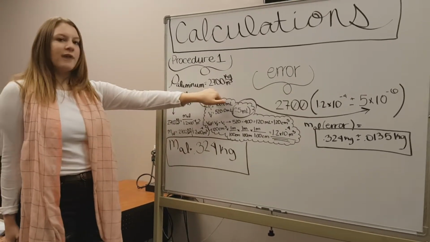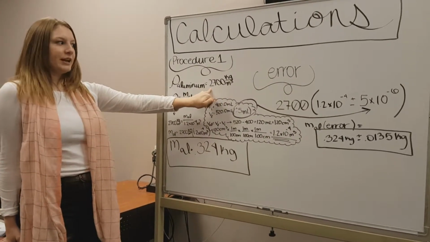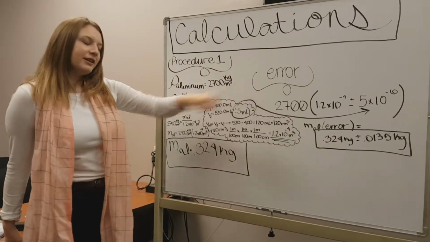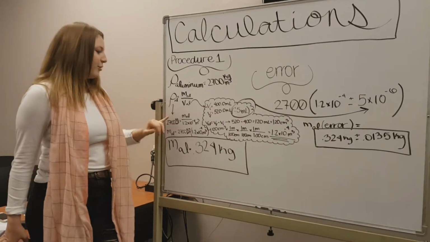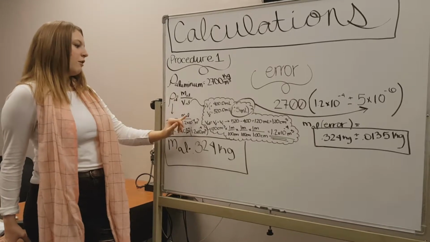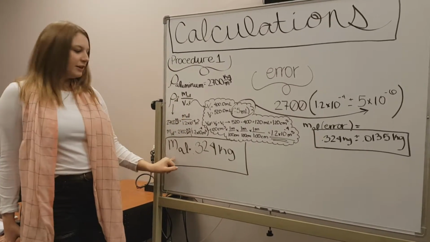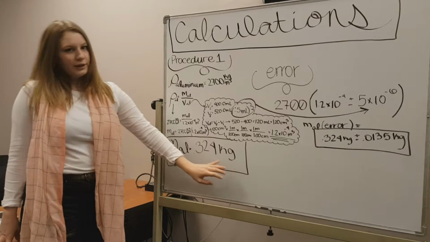We were able to take the value that we retrieved from the back of the textbook, 2,700 kilograms per meter cubed, and plug that into the density equation to solve for mass. We got our mass to be around 0.324 kilograms.